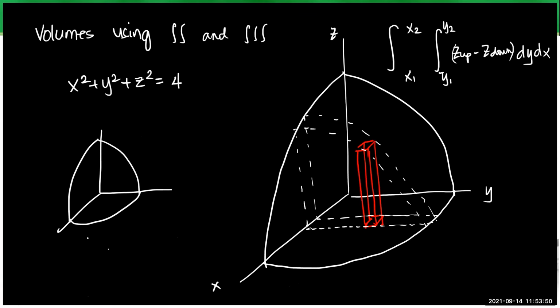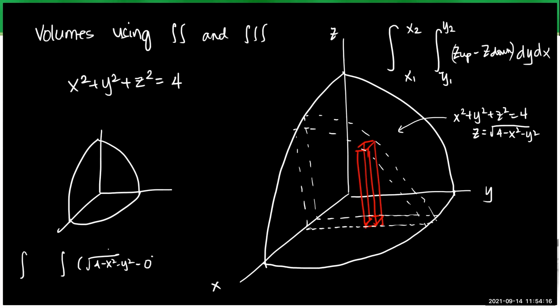Hindi, huwag din tayo mag-erase. Walang space. So, ang problem lang dito kasi is, what is z up? Alam natin ang z up is x squared plus y squared plus z squared equals 4. Therefore, ang z up is square root of 4 minus x squared minus y squared. Hindi ganun siya. Minus 0. Tapos, dy daw.